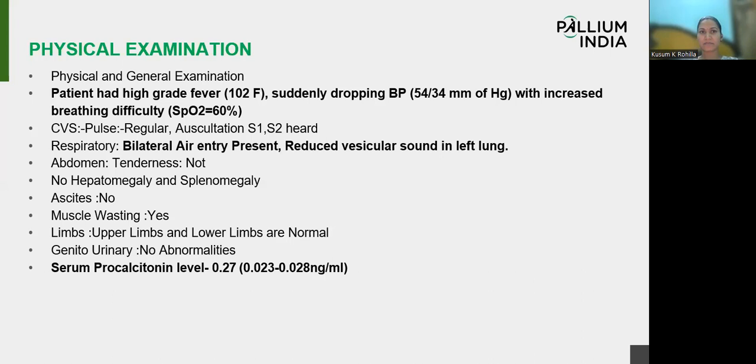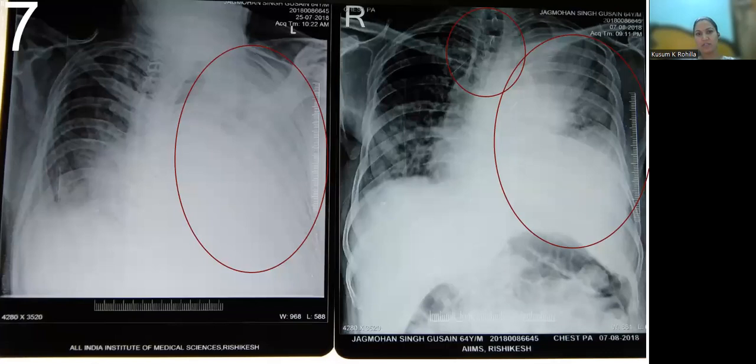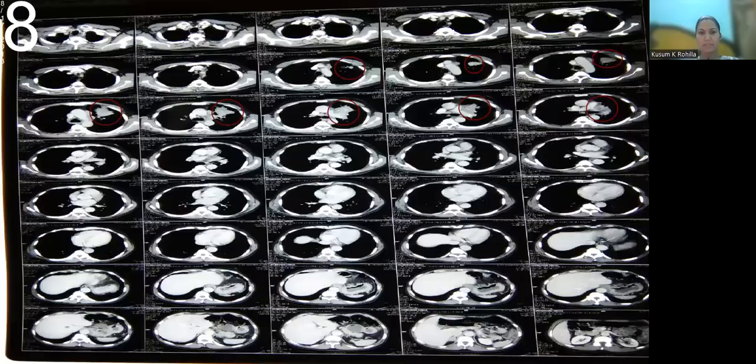So this is the X-ray of this patient. There is a significant white area, so almost the left lung is fully damaged. Next slide, Krishna. Next slide, please. And in the CT also, you'll see the tumor is a very big size in the left lung. Next, please.